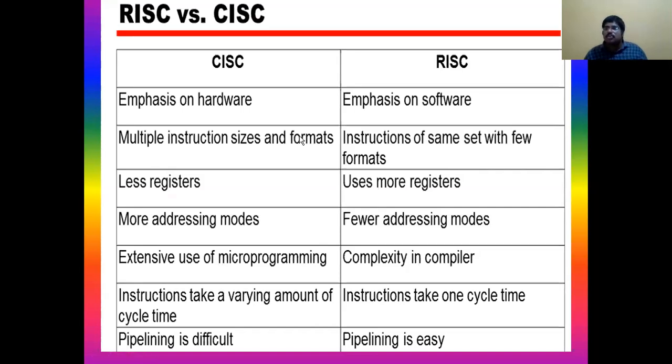Next, in RISC you need more registers, but in CISC fewer registers. Addressing modes I haven't discussed till now; I will discuss them in the next unit. Here, fewer addressing modes are present in RISC, but the number of addressing modes is higher in CISC. RISC is easy in complexity, and an instruction takes one cycle time. Every instruction takes an equal amount of time in RISC, but in CISC different instructions take different amounts of time. As all take one cycle, pipelining is possible in RISC. In CISC there is no pipelining.